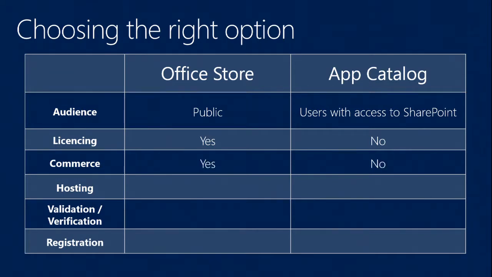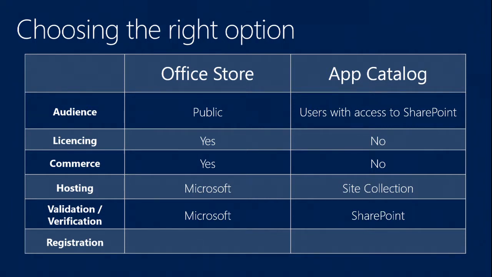From a commerce perspective, the Office Store provides a commerce engine. So you can set your price. Microsoft will then take care of collecting the fees from users, from organizations, and paying that back to you. Okay? They'll clip the ticket a little bit, but they take all that pain away from you. The app catalog, as you'd expect, doesn't have it. From a hosting perspective, Microsoft take care of the hosting of the Office Store. It's scaled, it's globally available, it's got 99.9% uptime, whereas the app catalog sits in a site collection within your SharePoint instance, either on-prem or inside Office 365.